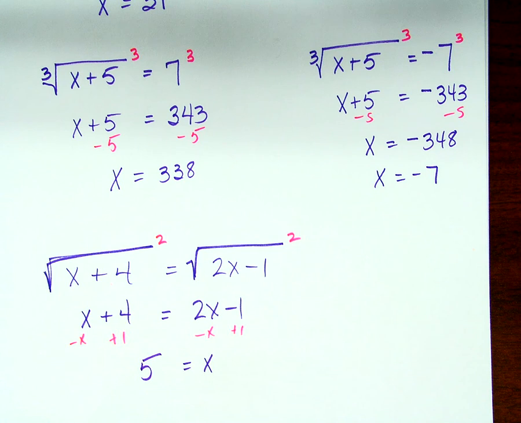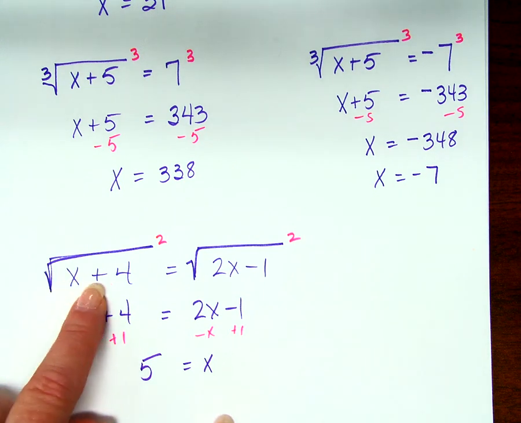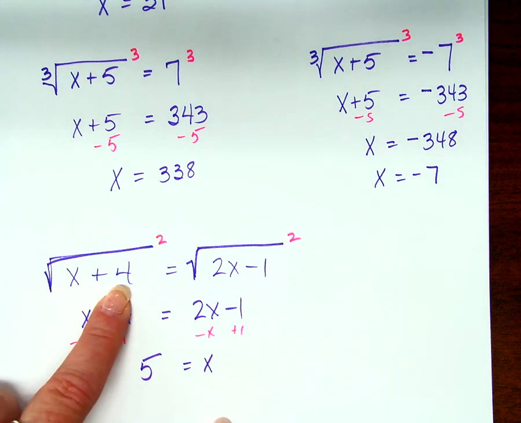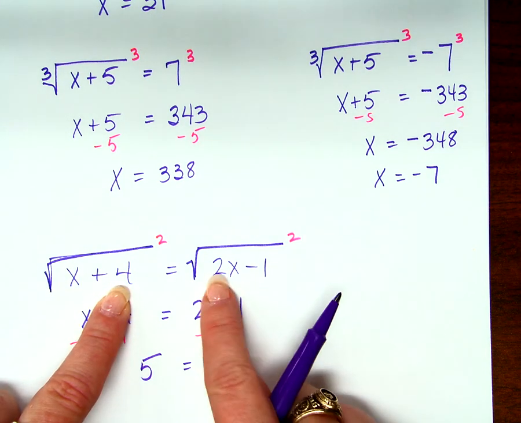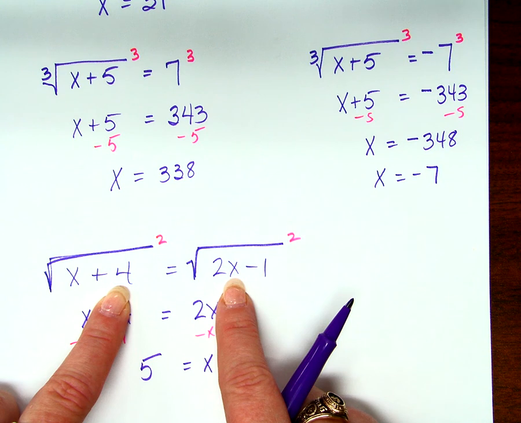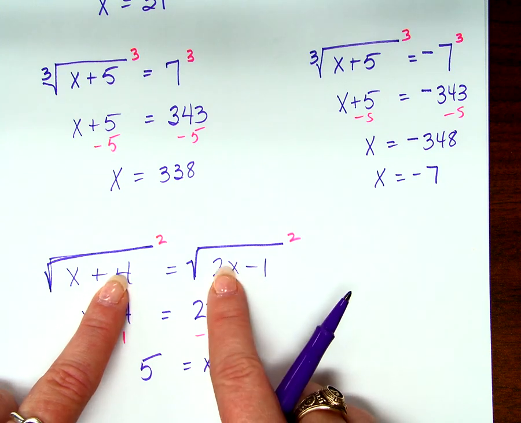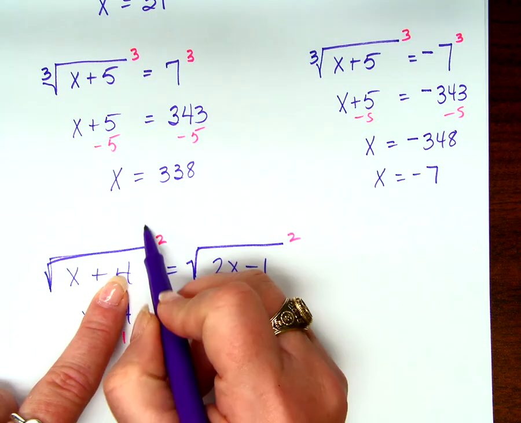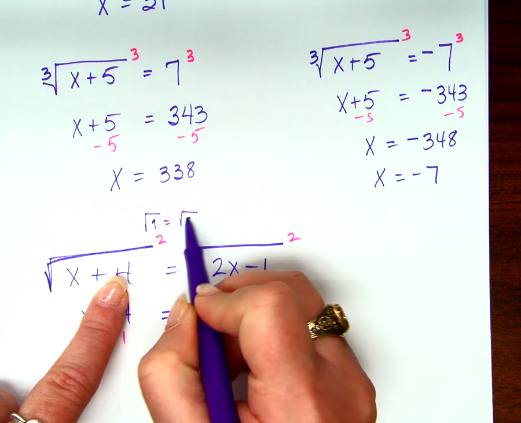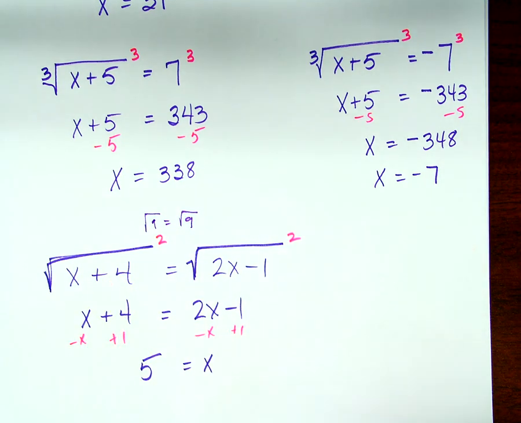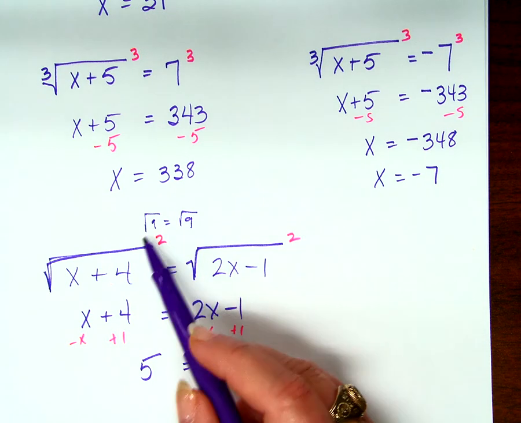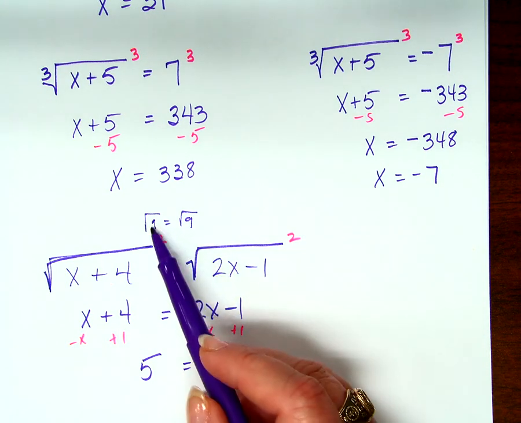5. Is it right? What's 5 plus 4? 9. What is 2 times 5, 10 minus 1? 9. Now, in this particular example, what I got as my answer is the square root of 9 equals the square root of 9, right? Now, like I said, in this particular example, I happen to know the square root of 9. I happen to know it's 3, right? 3 does equal 3.